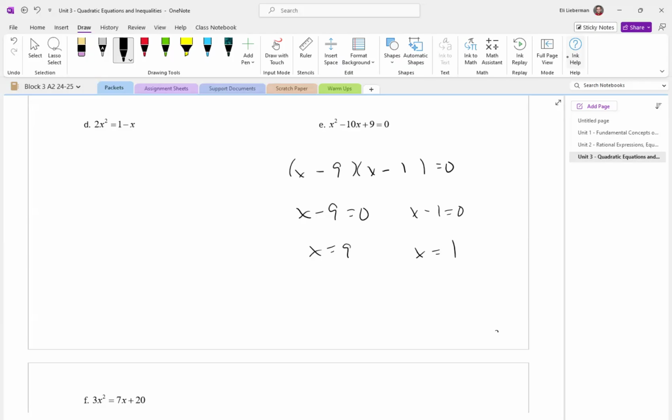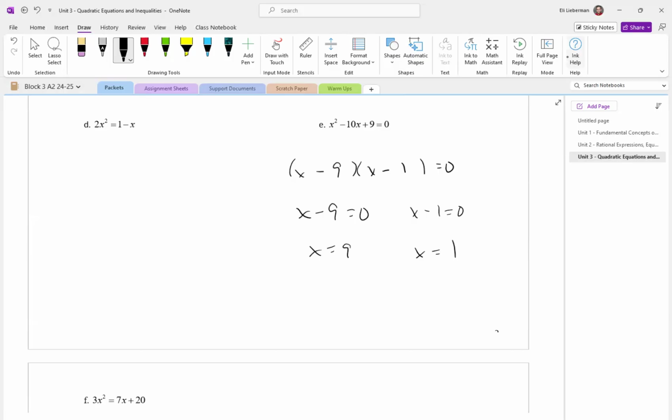Should we check? You're gonna live on the edge like that? It just seemed right, right? Everything worked out so beautifully. It's got to be right. But let's at least check the 1. Does 1 work? See, 1 plus 9 minus 10, 0. Let's do 9. 81 plus 9, 90, minus 90. It's good stuff.